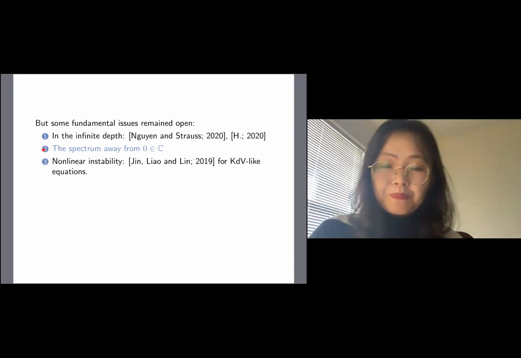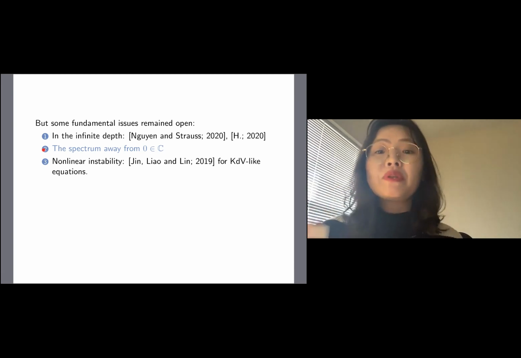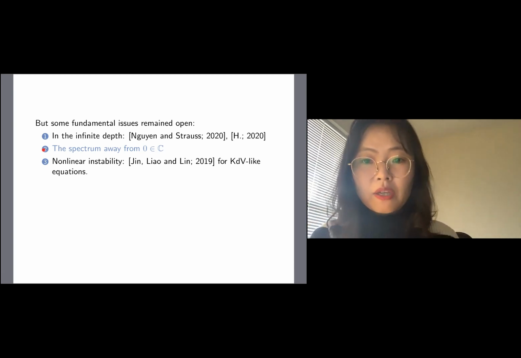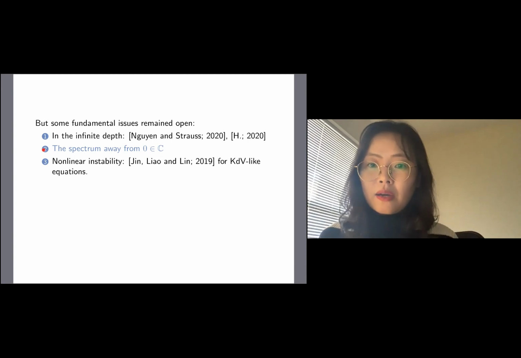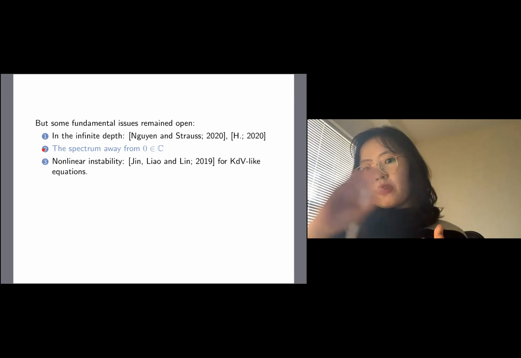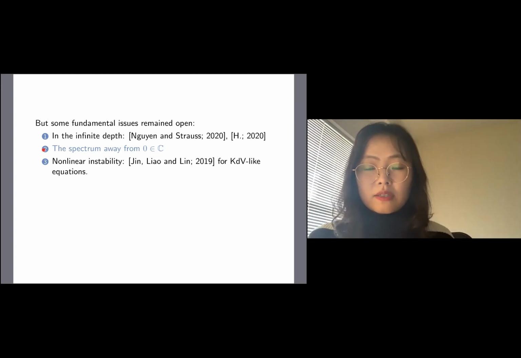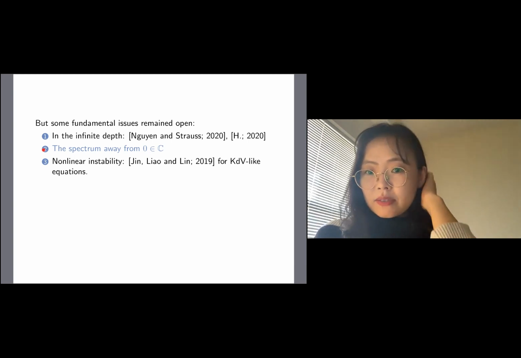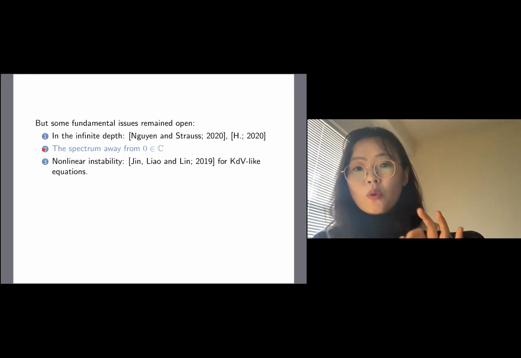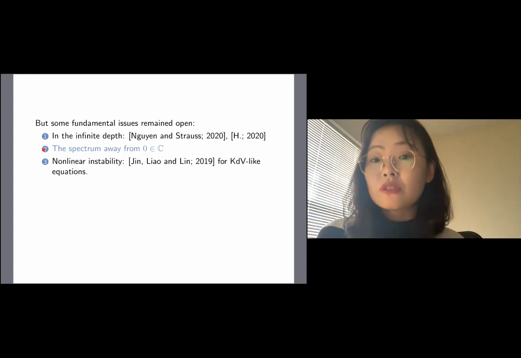Number two, modulational instability, generally speaking, is about this: you have a perfectly periodic traveling wave, you modulate it, and how these modulated waves will vary over a very long space and time scale. Translating that into spectral analysis language, it is all about what's happening near the origin of the complex spectral plane.